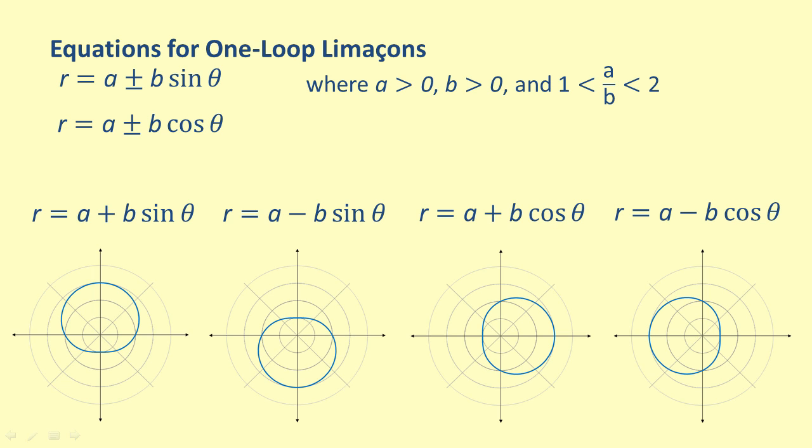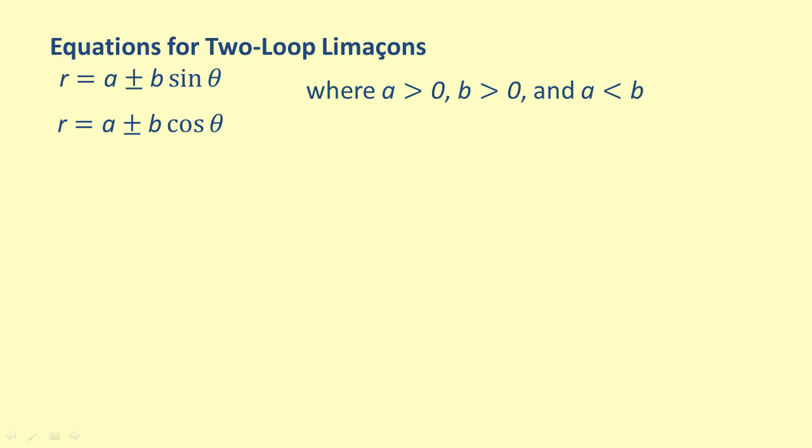We can use these equations and their graphs to get a general idea of what the equation of a limaçon will look like on a polar graph. Now let's look at another type of limaçon, called a two-loop limaçon. Two-loop limaçons also have two forms that we can graph. You'll notice the equations themselves are the same as the ones we use for one-loop limaçons. The difference is in the way we define a and b.